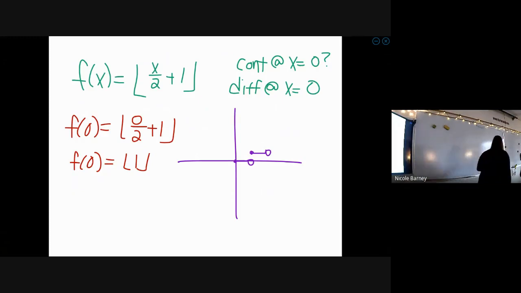So when you're doing that, you wouldn't keep it as 0 over 2? Well, because 0 over 2 is just 0.